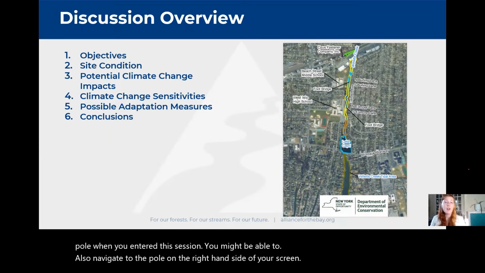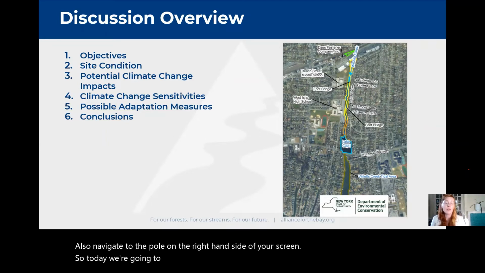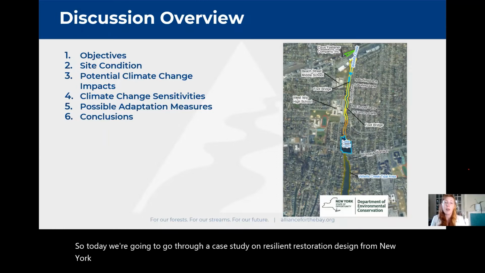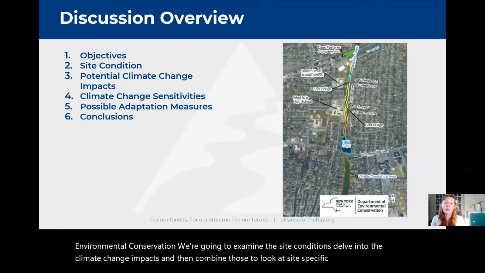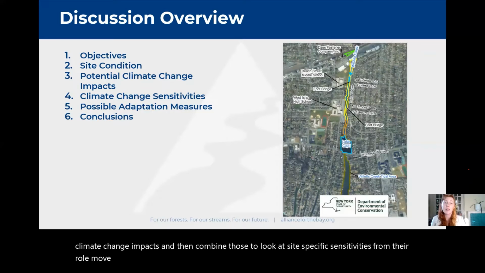So today we're going to go through a case study on resilient restoration design from New York State. This project was performed on behalf of the New York Department of Environmental Conservation. We're going to examine the site conditions, delve into the climate change impacts, and then combine those to look at site-specific sensitivities. From there, we'll move on to adaptation measures, which were applied to increase the resilience of our site to the year 2050.